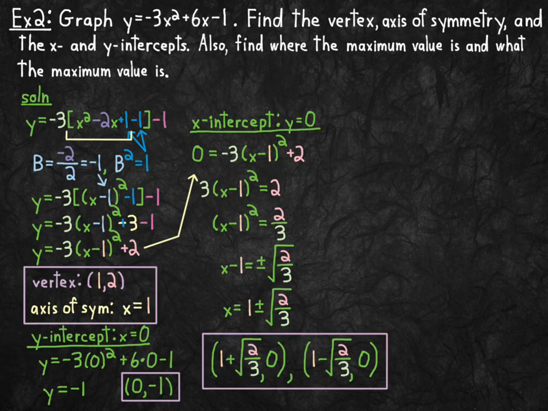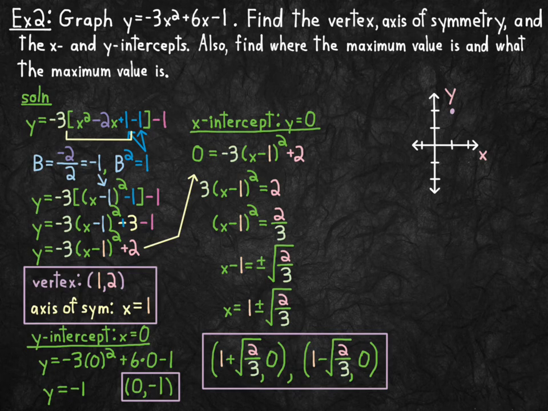And what else did they ask for? Let's see, find the vertex, done. Find the axis of symmetry, done. X and y intercepts, done. Find where the maximum value is and what the maximum value is. So to understand that, I'm going to graph it. Since I've got all this information, might as well, right? There's the vertex 1, 2.